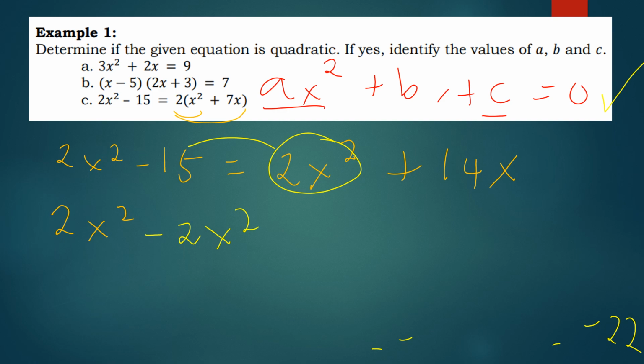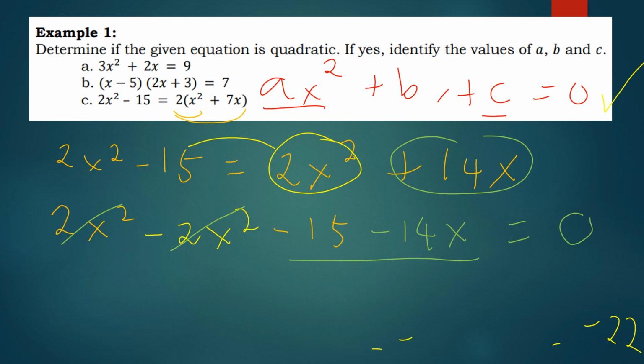Okay, we are not changing this. Negative 15 is still negative 15. But we need to put this on the other side, so it becomes negative 14x. Again, we are now left with nothing on the right side because everything has been transported to the other side. 2x squared minus 2x squared is 0. We don't need to write 0x squared. It's simply 0. And then we have only two terms left, which we can arrange according to the order. Negative 14x minus 15 equals 0.